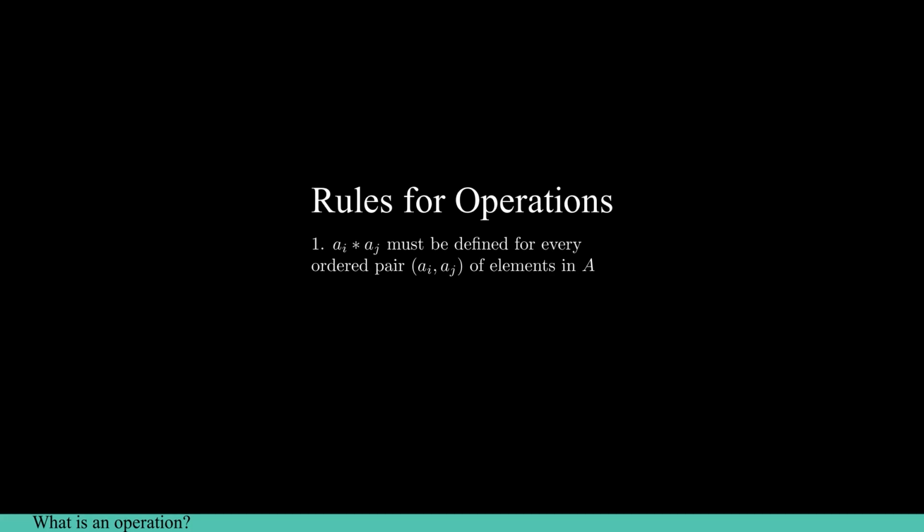There are a few criteria we can use to determine if a rule is an operation. First, every possible ordered pair of elements in the set must have a defined output under the operation. Second, that output must be unique, meaning that there cannot be two possible outcomes of A operating on B. Finally, the output of A operating on B must be within the original set.